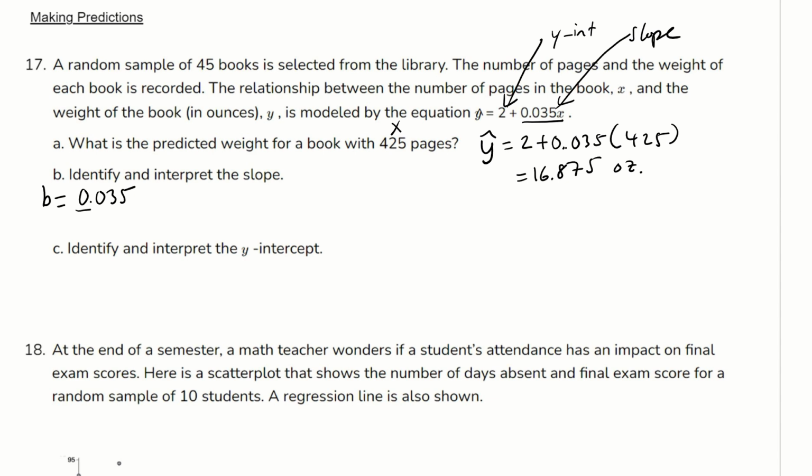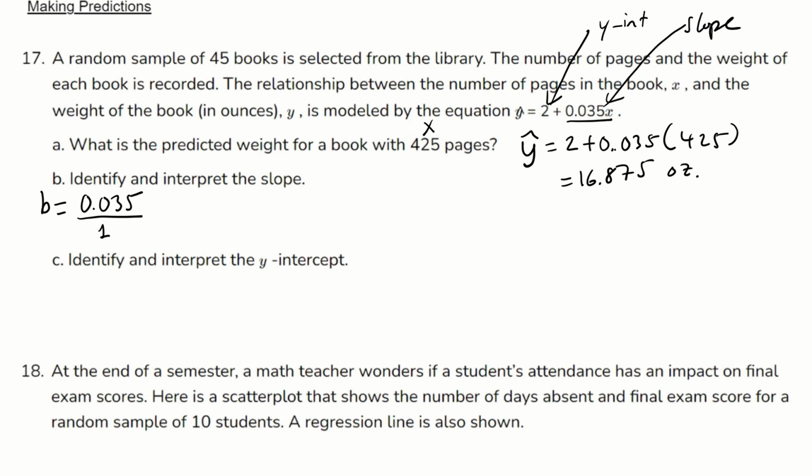And remember, the invisible denominator is 1. Now remember, slope is rise over run, so it's y over x. The y is the weight, so it's 0.035 ounces, and the x is the number of pages. So this is going to be 0.035 ounces per one page. And so for each additional page, the predicted weight of the book increases by 0.035 ounces. That's how we're going to interpret it.